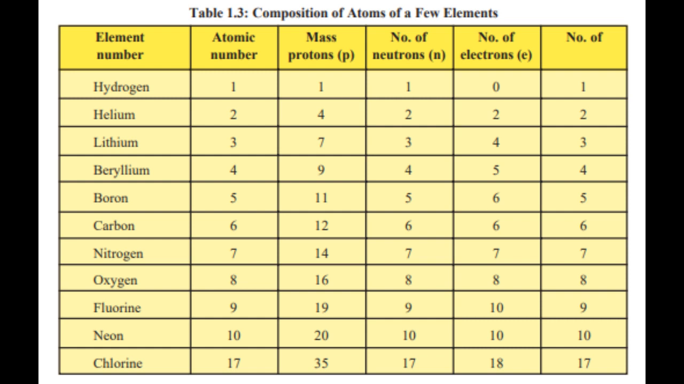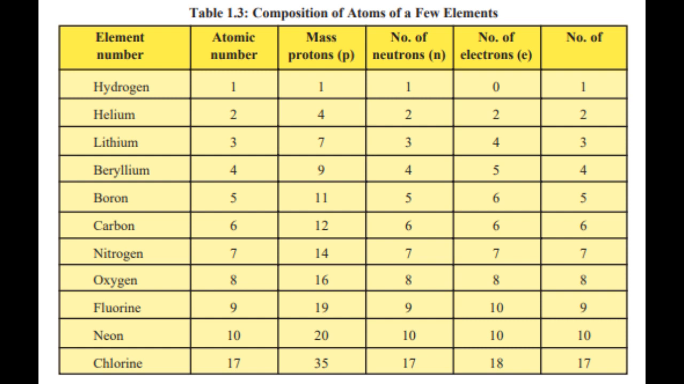Mass number. Mass number is the sum of the number of protons and neutrons in an atom. It is always a whole number. Mass number equals number of protons plus number of neutrons, equals number of electrons plus number of neutrons. For example, mass number of helium equals 2 protons plus 2 neutrons equals 4.